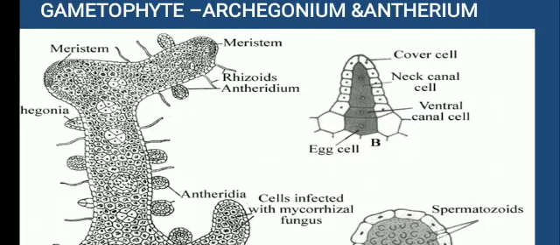The archegonia are sunken with a short projecting neck which breaks away at maturity. The neck consists of 4 to 5 long cells, including 2 neck canal cells. The venter consists of only 1 venter canal cell, and then the egg cell. You can see the cover cell also, the neck canal cell, venter canal cell, and egg cell.